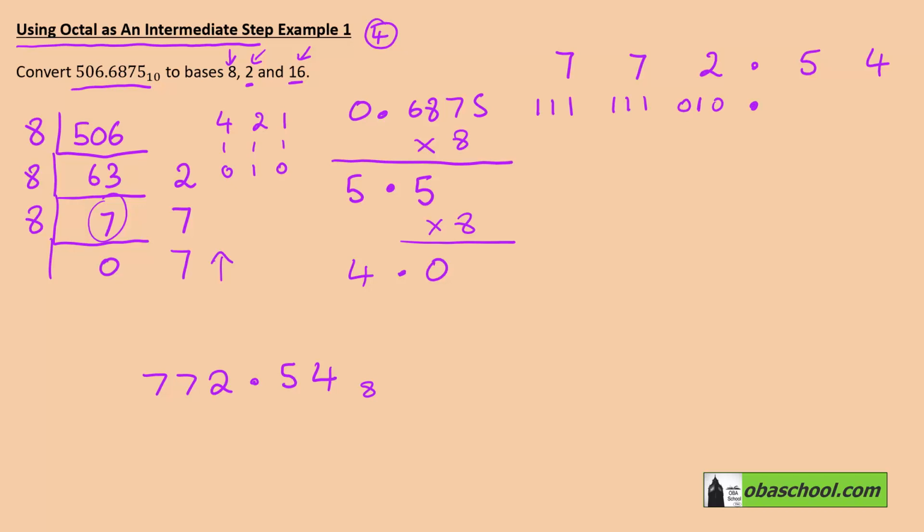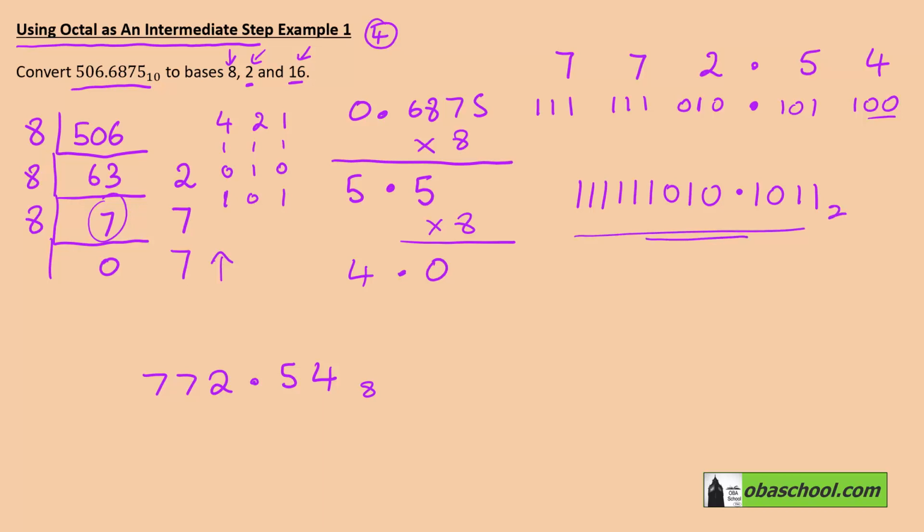Then we have the point. Now to get 5, you want a 4, no 2s and a 1. So it's 1, 0, 1. And 4 is going to be 1, 0, 0. And so we can say that the number is 1, 1, 1, 1, 1, 1, 0, 1, 0, point 1, 0, 1, 1. We don't worry about the zeros at the back here, in base 2. So we have our answer in base 2 and we have our answer in base 8.